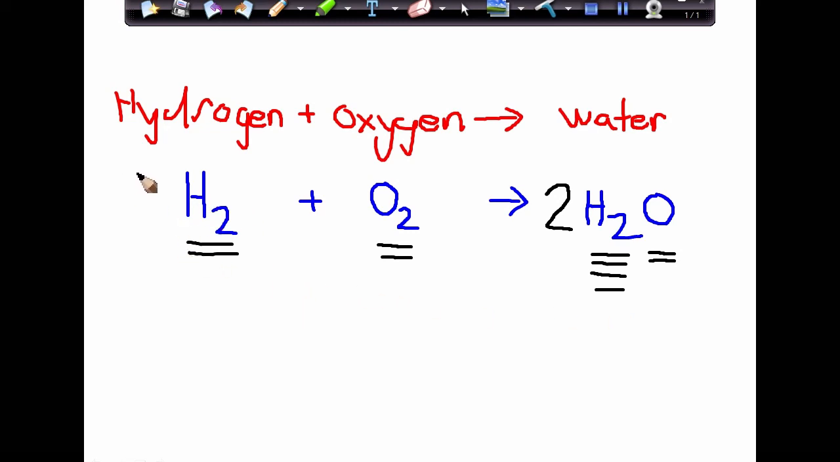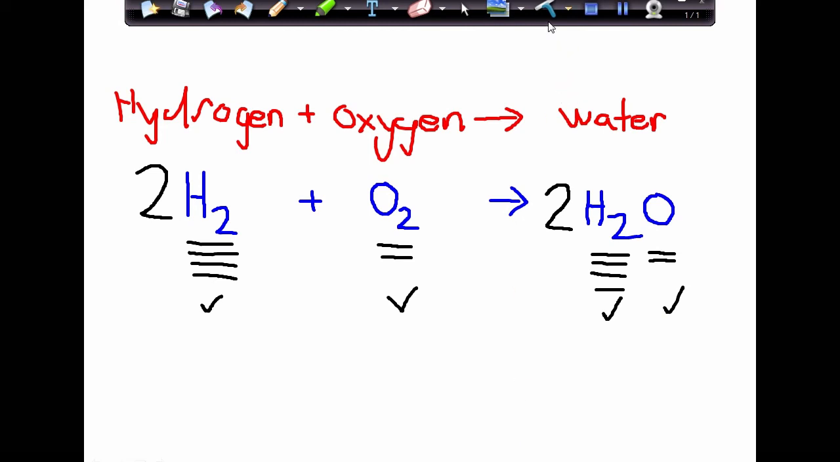Well, again, I can put a big 2 in front, and now I've got twice as much hydrogen, 2 lots of 2. I've got 4 hydrogens on this side. My hydrogens are happy. Alright, on this side I've got 2 oxygens, and on this side I've got 2 oxygens, so that formula is balanced.